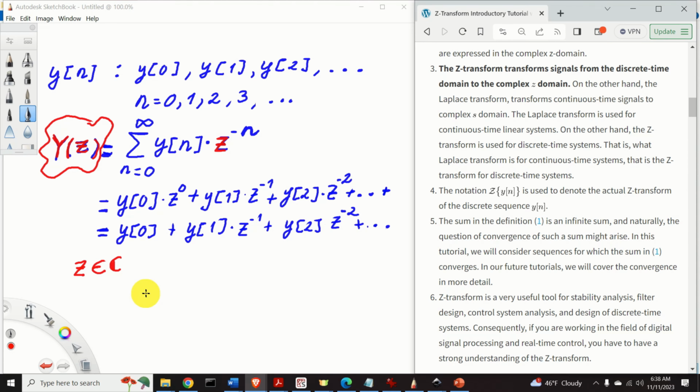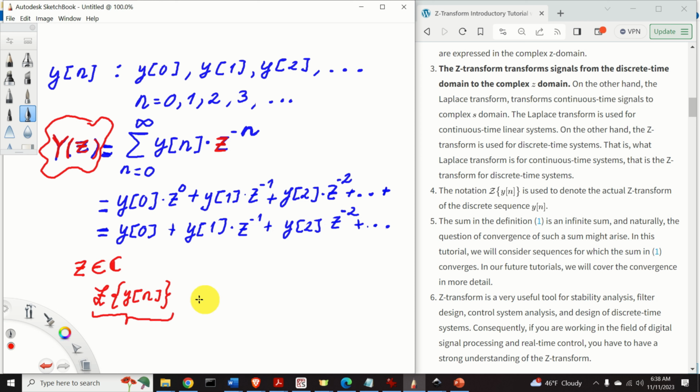Let's explain another important notation. Often in literature, you'll see this notation, calligraphic Z of y of n. This notation is used to denote the Z-transform, and it is actually equal to capital Y of z.